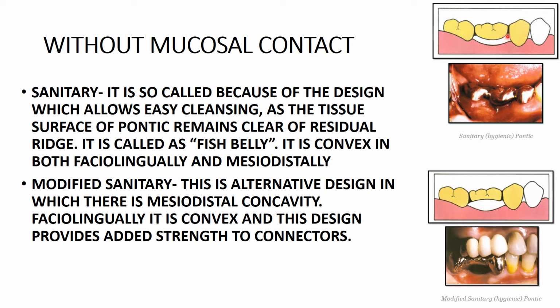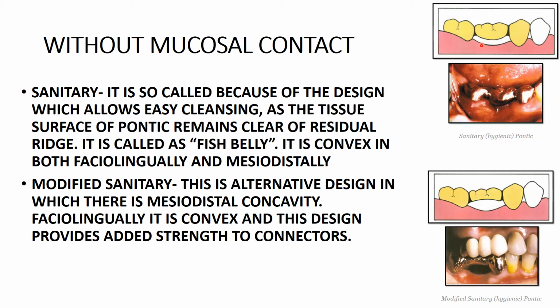And it is convex both faciolingually and mesiodistally. So this shape of your pontic is convex faciolingually and also mesiodistally. Now this pontic should be minimally 3 mm and there should be a gap of 2 mm to maintain proper oral hygiene.